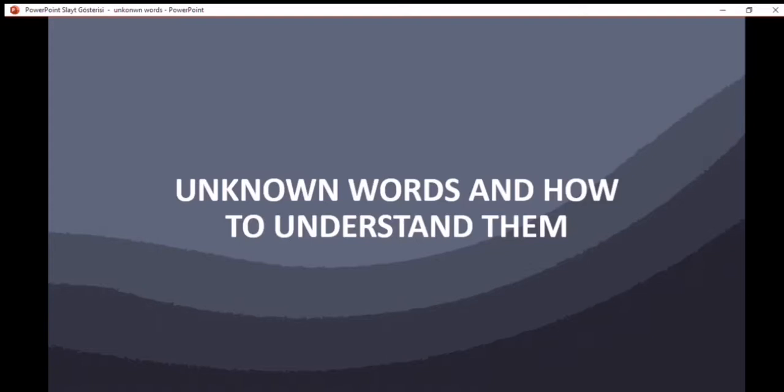What we can't do is use a dictionary because first, it's an exam. Second, even if we could use a dictionary, we wouldn't be able to take a look at every word that we didn't know. So we need some different techniques.